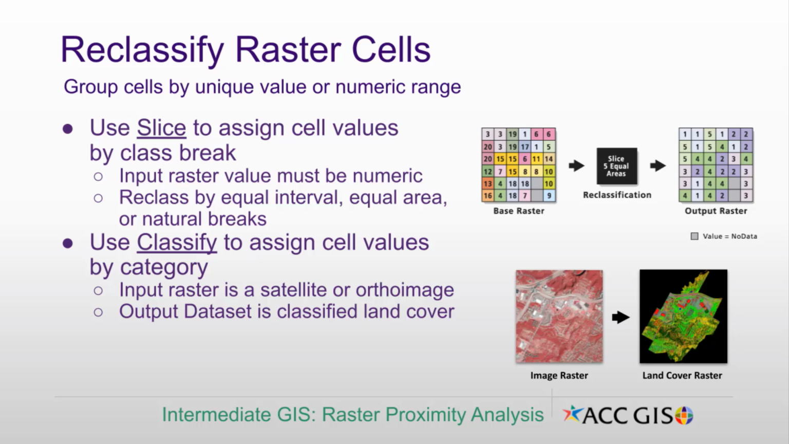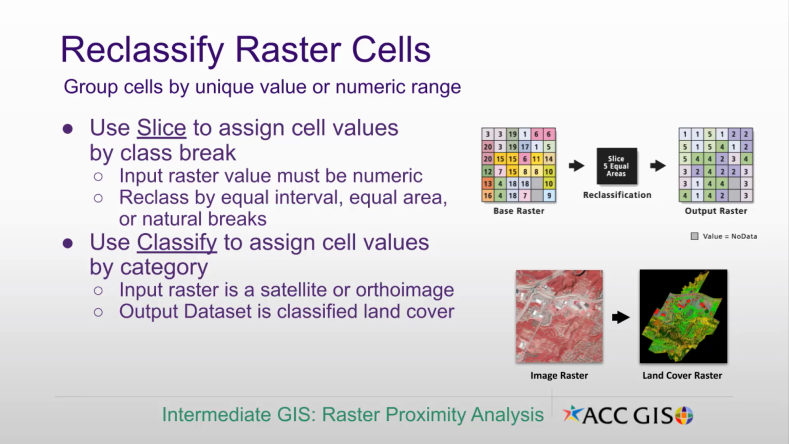A couple of other approaches we use to reclassify raster cells are slice and classify. Slice is where we assign cell values by class break. And so the input raster value must be numeric, and then we can reclass the input raster by equal interval, equal area, or natural breaks. In the example on the right, I've got my input base raster, and then I've used slice 5 equal area methodology to reclass the values into my output raster.